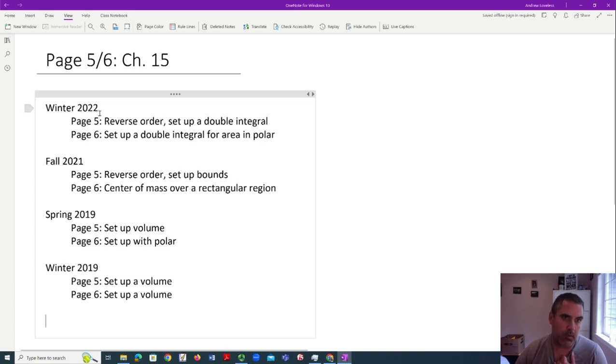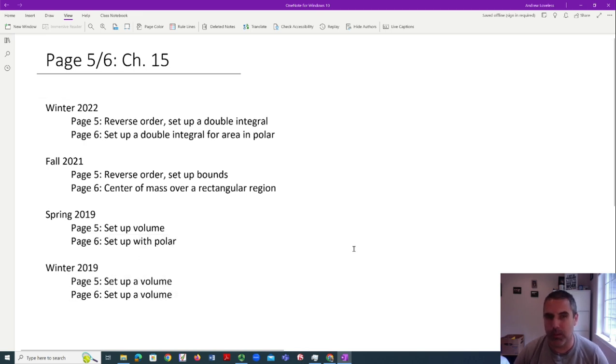On the most recent exam in the archive, there was a question to reverse the order of integration and set up a double integral. There was a question about setting up a double integral for the area of a polar problem. There was a question about reversing the order and setting up the bounds. There was a question about center of mass over a rectangular region. There was a question about setting up volume, a question about setting up a volume with polar, and two questions about setting up volume. So this is really about chapter 15. It's very clear what the question's asking, but can you execute?